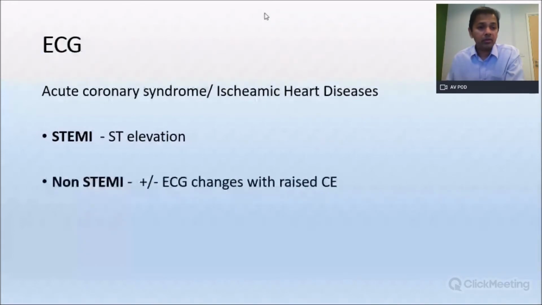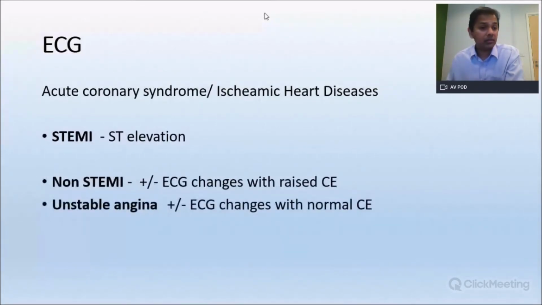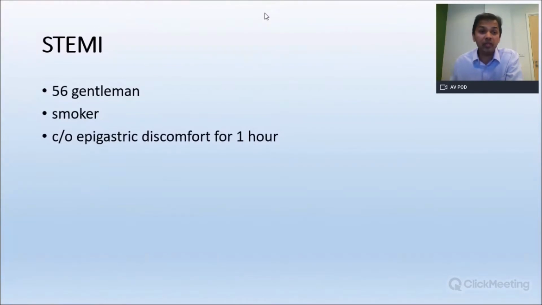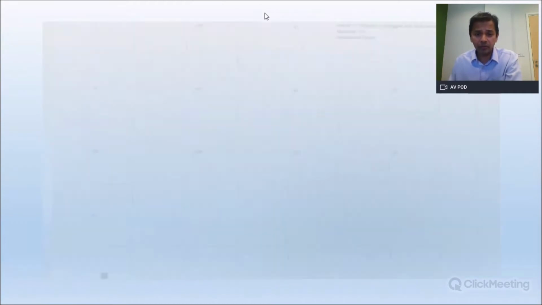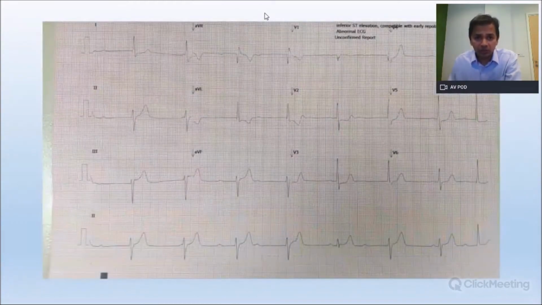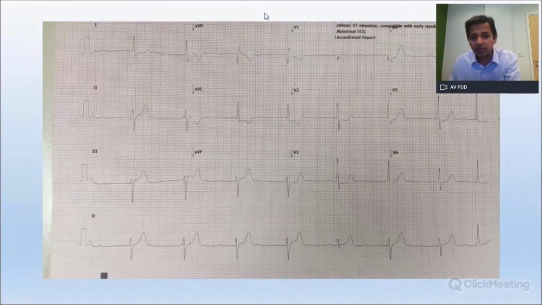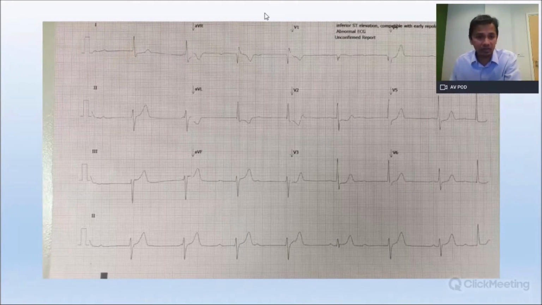Other than STEMI, there are non-STEMI, unstable angina, or stable angina, the other types of ACS. I'm not going to go into the theories or definitions, but I'll share some cases as examples of this type of ACS. The first patient is a 56-year-old gentleman, a smoker, who came with epigastric pain. His complaint was epigastric discomfort. So this is the first ECG. Probably there's a suspicious ST elevation, some ST up at the inferior leads, but it's suspicious.